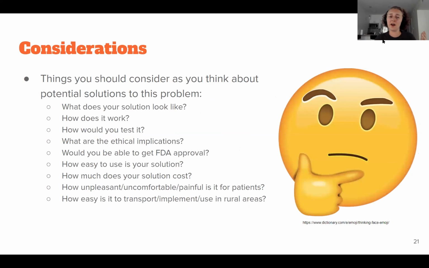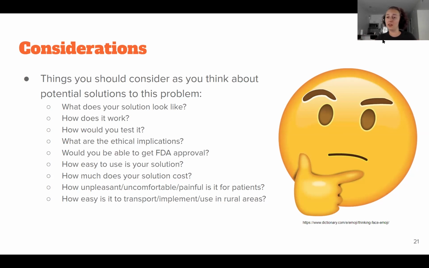And then there were also some other considerations I wanted you to keep in the back of your mind as we work through this. So of course, you might want to think about, what does your solution look like and how does it work? You might want to draw a diagram or a flow chart of some sort as you think through it. You're going to want to think about how you would test this. Would you test it on animals? Would you test it on people?